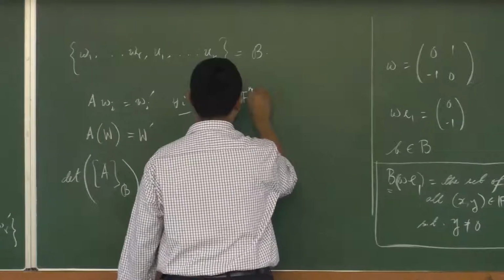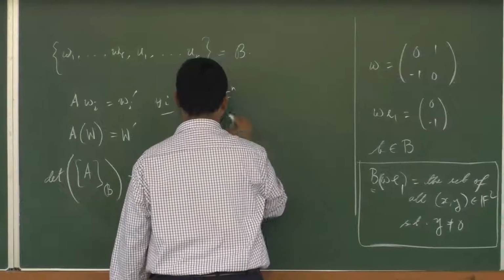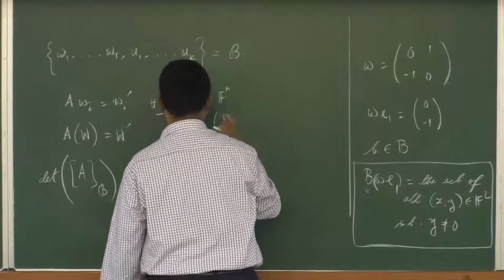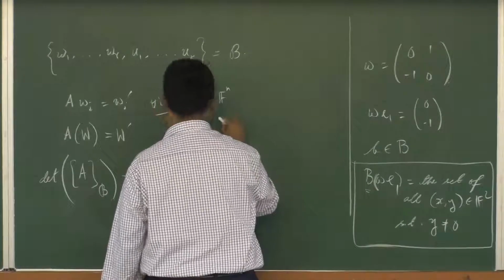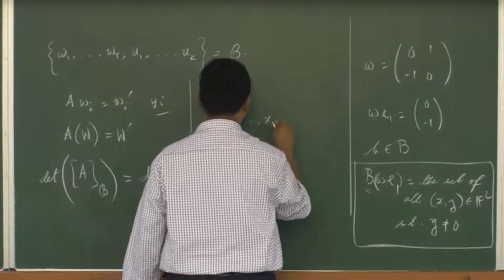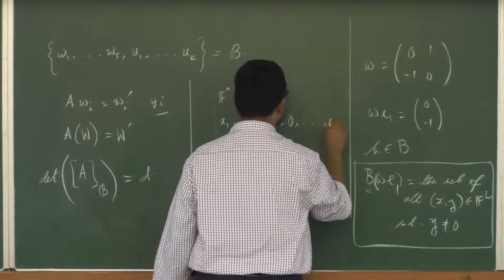So in F^n, consider this following subspace: x1 up to xr, and the rest are 0.